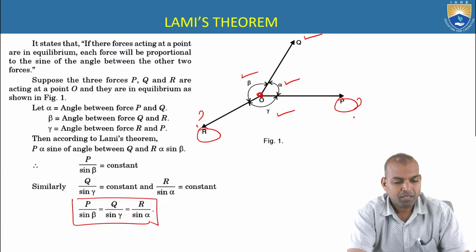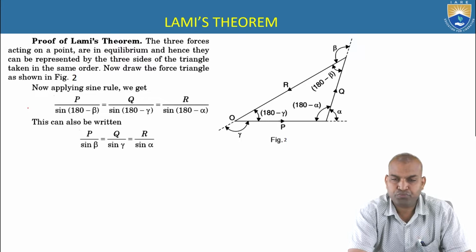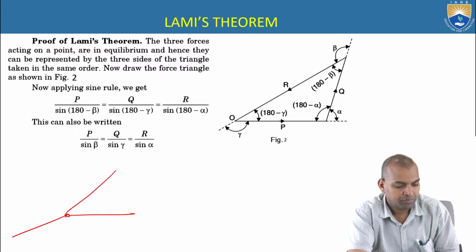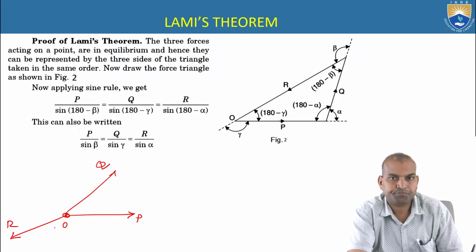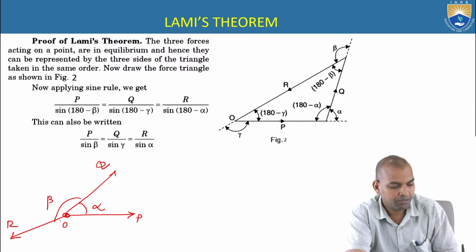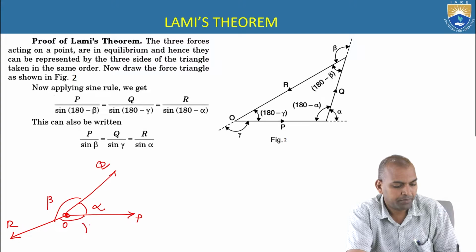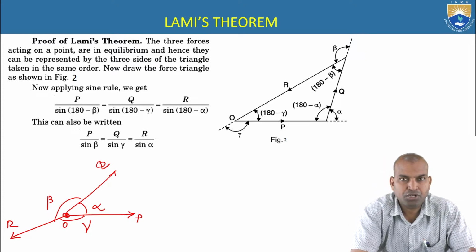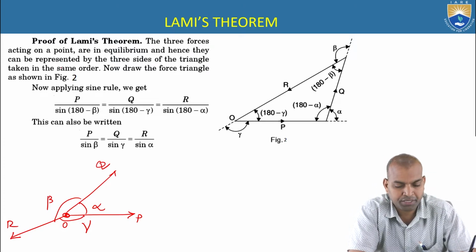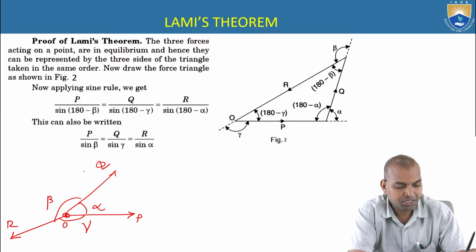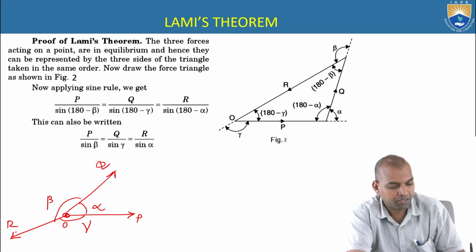Okay. Now, how to analyze this proof? So, proof of Lami's theorem. Here we have the point O, and it is P, and it is Q, and here it is R. The angle between P and Q is alpha, between Q and R is beta, and between R and P is gamma. Now I consider here that the three forces acting on a point are in equilibrium. Hence they can be represented by these three. There are three forces, P, Q and R.